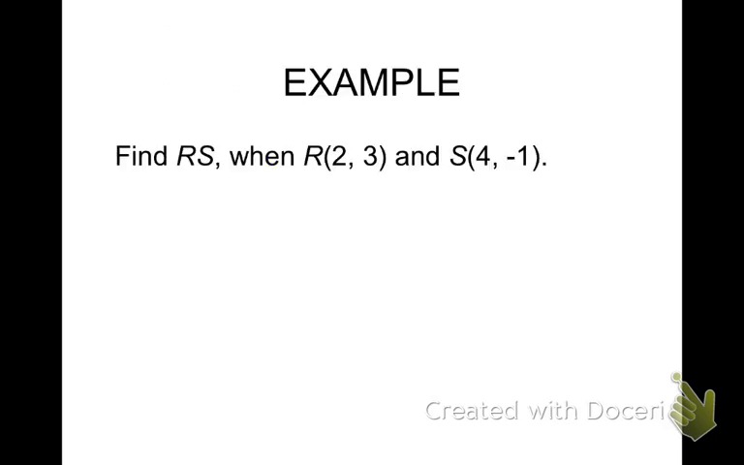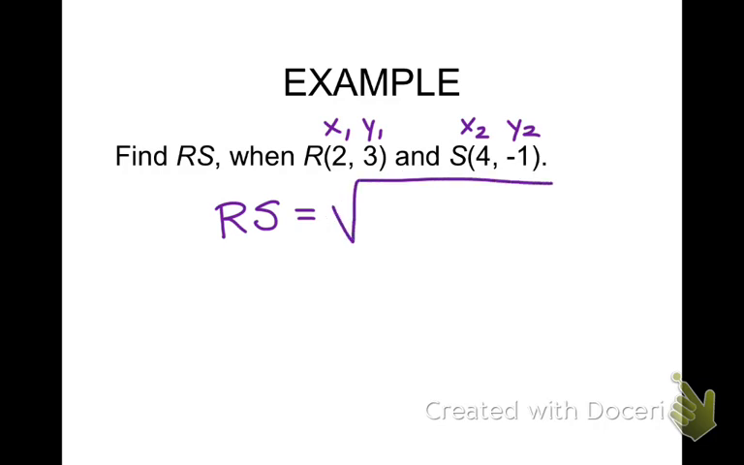All right, so for our first example, we're finding the length or the distance between point R and S when we have the following 2 points. So let's go ahead and label x sub 1, y sub 1, x sub 2, y sub 2. So now it's just a matter of plugging it into our formula. So instead of AB, I'm going to use RS. I'm going to put a giant square root sign.